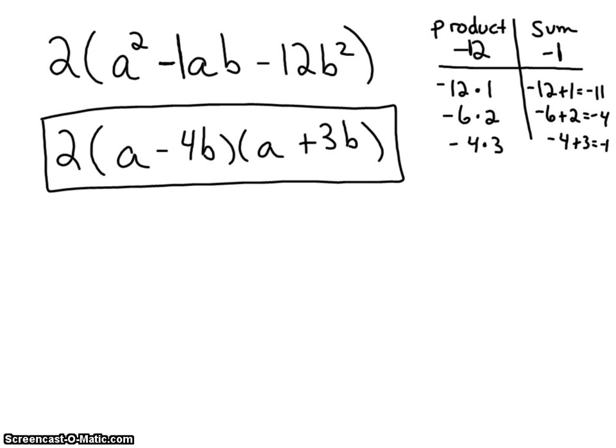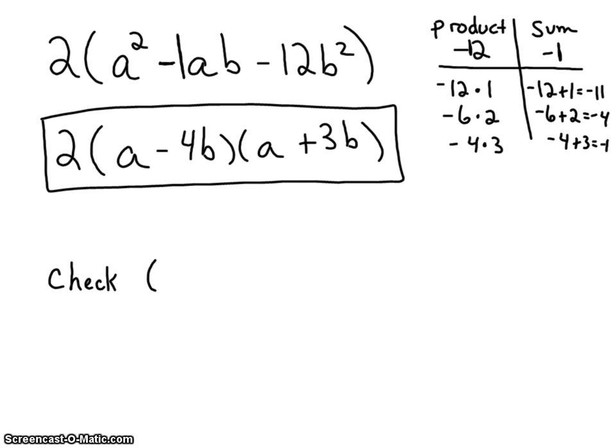Now you can check either way. You can multiply the 2 in first and then distribute with the a plus 3b, or you can multiply the a minus 4b times the a plus 3b and then multiply the answer by 2, working backwards. So let's go ahead and check. So I'm first going to distribute the 2.